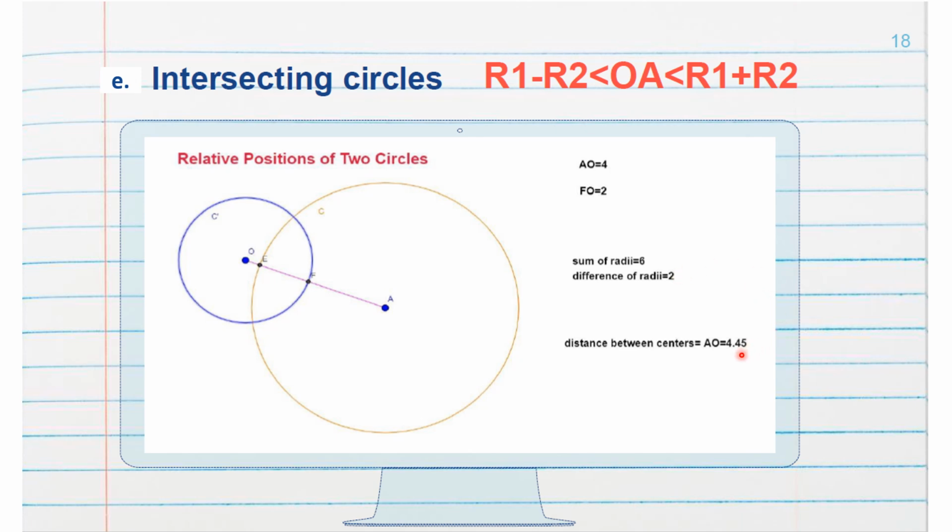No. 4.45, is it greater than 6? No. Is it less than 2? Also no. 4.45 is in between 2 and 6. So OA is between R1 minus R2 and R1 plus R2. So whenever you subtract the radii and add the radii and you find that the distance between the centers is in between these two values, then these two circles are secant.